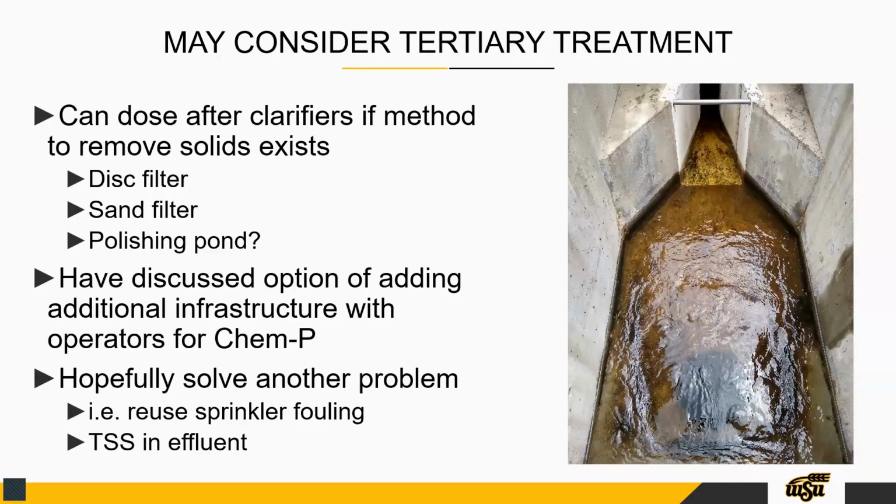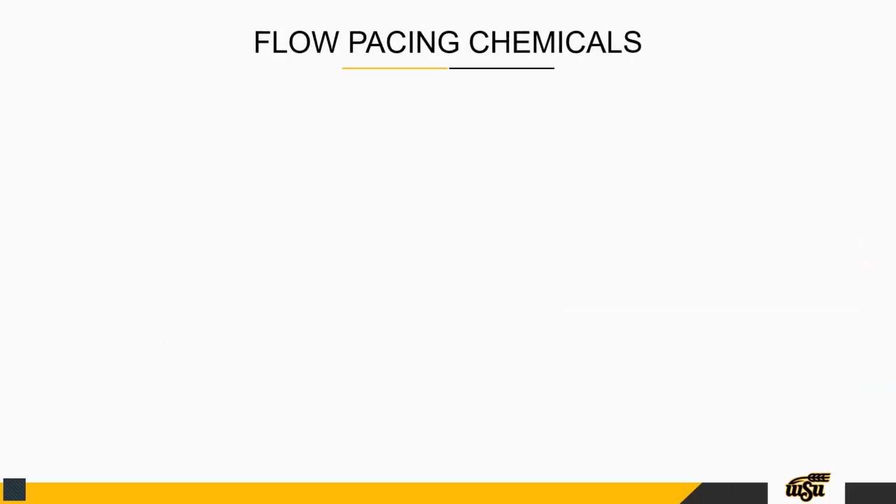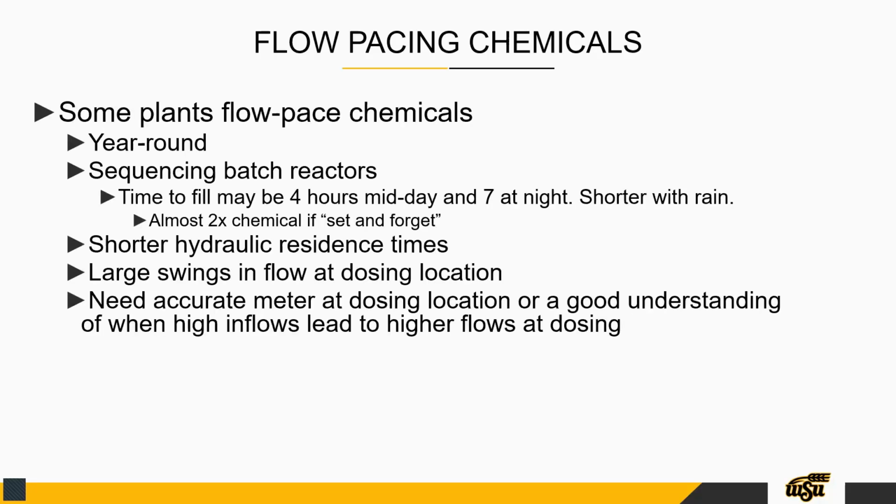It seems more and more systems with reuse are getting some sort of a tertiary treatment. It keeps the solids out of downstream irrigation systems and things like that, which can be pretty helpful. Another thing you may want to consider is flow pacing. You don't have the same flow in and out of your plant all the time. This would be especially advised if you're using a lot of chemical or it's year round.